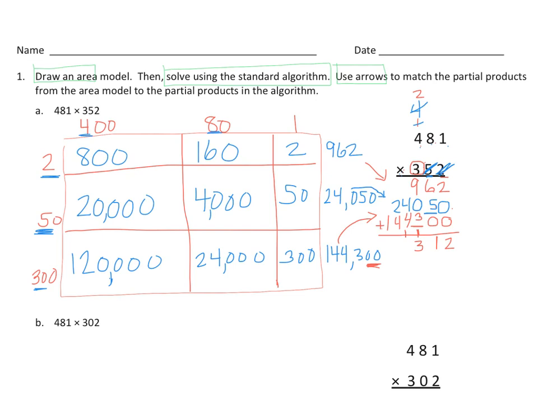Then you got 4 plus 4 is 8, plus 1 more is 9. And then you got 2 plus 4 is 6. And then you have 1 plus nothing is 1. So you come out to be 196,312. So these tend to take some time, especially when we're doing the area model and standard algorithm.